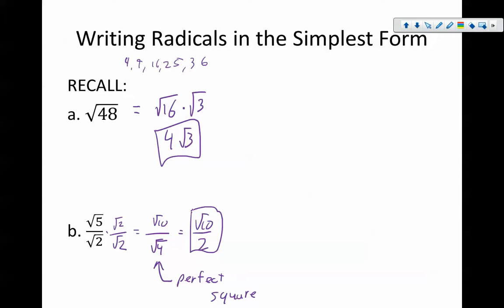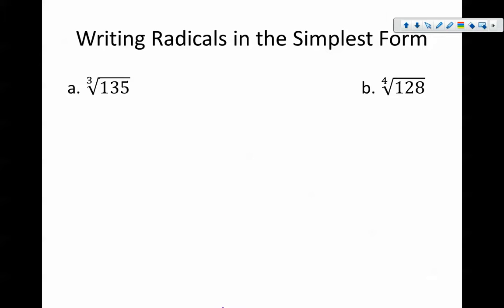Now again, we're going to do this same thing, but we're going to do it with cubes and 4th powers and 5th powers. And so instead of the goal being to make it a perfect square, it's going to be to make it a perfect cube. So let's go ahead and look at some examples with the higher powers. Here we have the cube root of 135. And we need to write this in its simplest form.